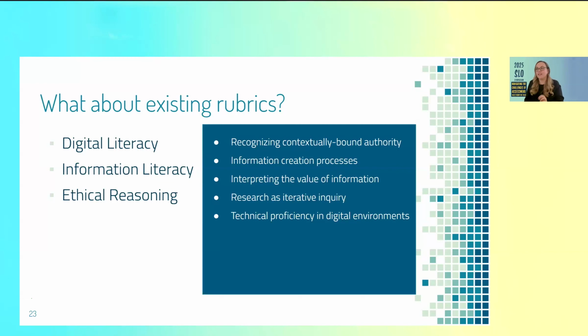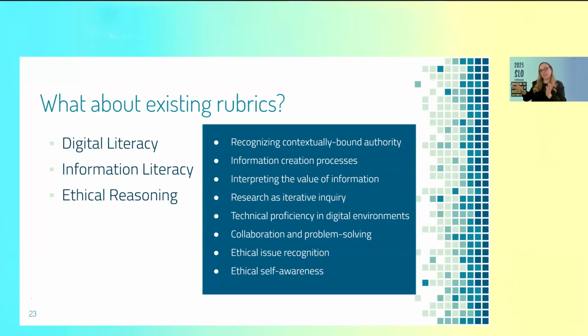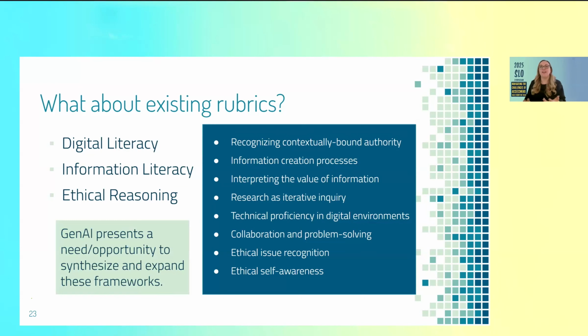Technical proficiency in different environments, collaboration and problem solving, recognizing ethical issues, and then building ethical self-awareness. All of these things are competencies that are part of these existing rubrics, these existing core competencies. On their own, any one of these rubrics probably won't work for AI literacy. But if we think about the tenets of AI literacy that are emerging in the literature, and then we creatively scramble them with what we already have in terms of validated instruments for these other kinds of competencies, I think we can kind of get there. But GenAI presents both a need and an opportunity to synthesize these frameworks and also expand them so that they actually apply to these new tools.